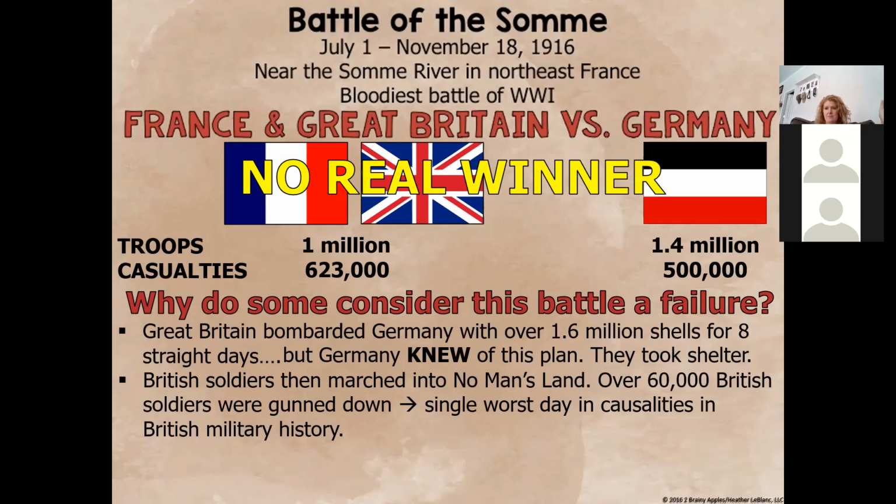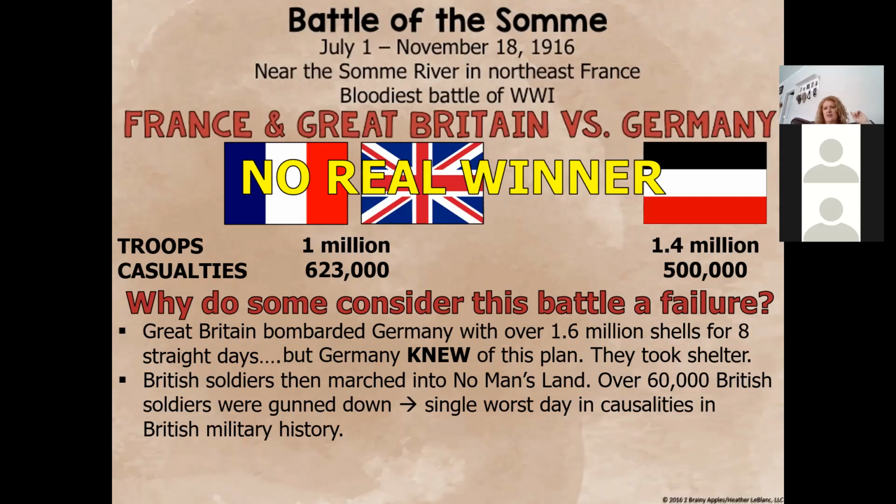Most certainly, if someone wanders up into no man's land, you're going to get shot by somebody in one of the trenches. So it was one of the things that kept both sides from ever acquiring any new ground. But the British soldiers decided to, as a group, march into the no man's land. Over 60,000 were gunned down.